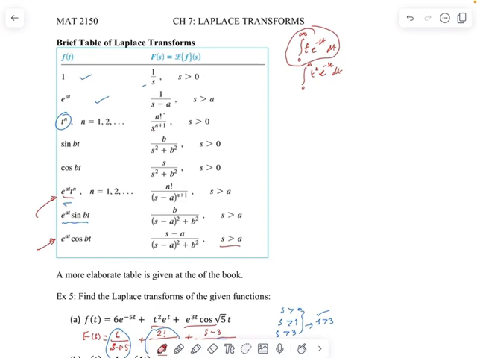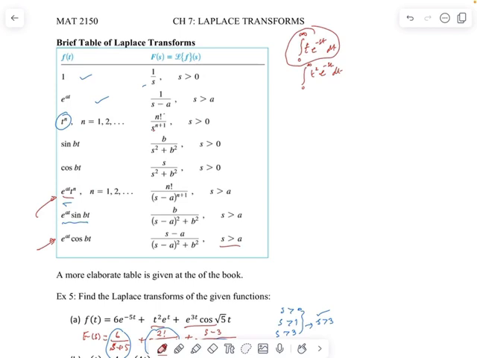functions whose transforms are given here, and also their domains, or the condition on s for which these are applicable or these exist. There are other functions whose transforms are given at the end of the book, and if you ever need to look at them, you may go to the end of the book. It's on the inside of the back page of the book.